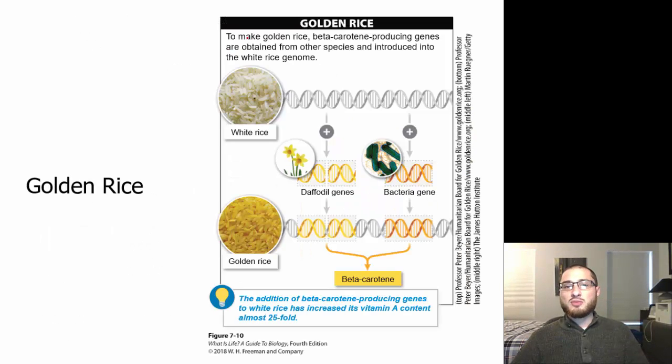Golden rice is a great example of biotechnology, where to make golden rice, they took a beta carotene producing gene from other species. They introduced it into white rice, and that's how they made golden rice. And by doing so, it added vitamin A content to it. So now you have people that are living in areas where they are vitamin A deficient. Now they can eat this golden rice instead of white rice, and they have this extra vitamin A in their diet.